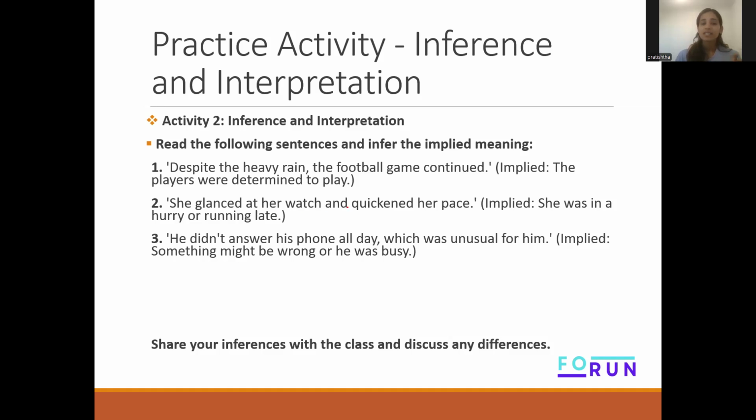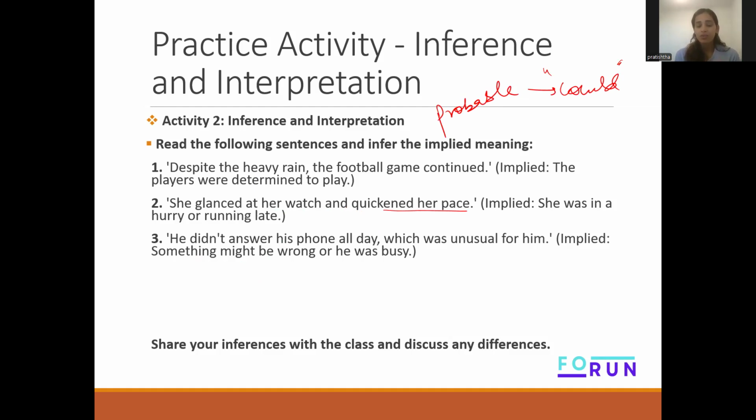Second one, she glanced at her watch and quickened her pace. So she looked at her watch and she started walking fast, which shows that she was in a hurry. Probably she is going somewhere important. So these are probable scenarios. Probable means could be, like this could happen, that could happen, the guessing game.